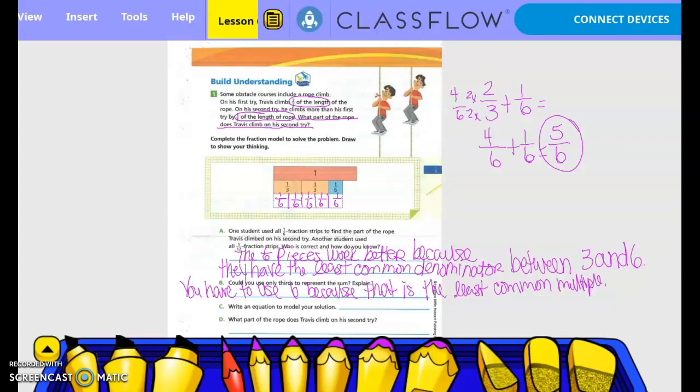So what part of the rope does Travis climb? So basically on C, we only had to have the equation, right? Okay. Then we did our work for letter D. And so it would be 5/6. And what's our label? What was it up here? 5/6 of the length of rope.